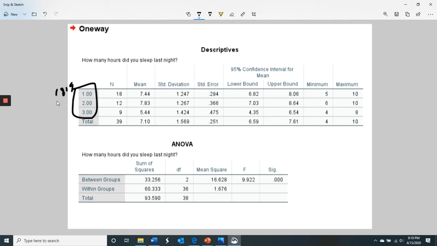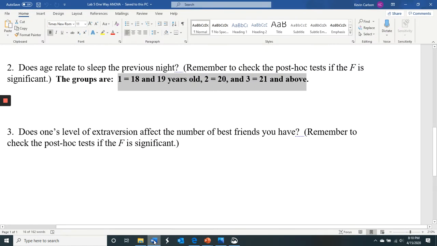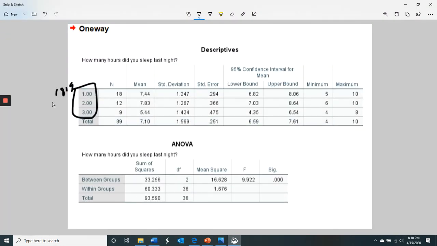Sorry about that, I'm writing on this little pad. And then here I think it was 20-year-olds, but I'm paranoid enough to go look again. And it is 20-year-olds. 2 is 20-year-olds, and 3 is 21 plus.